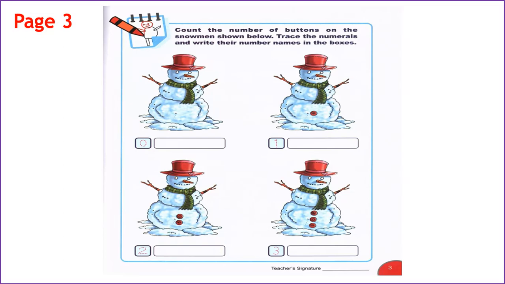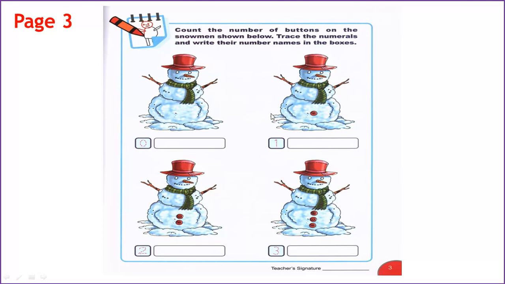Yes, this is the page of your book, page number 3. First, we read this instruction. Count the number of buttons on the snowman shown below. Trace the numerals and write their number names in the boxes.